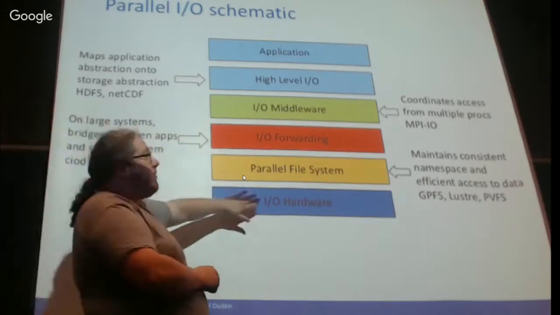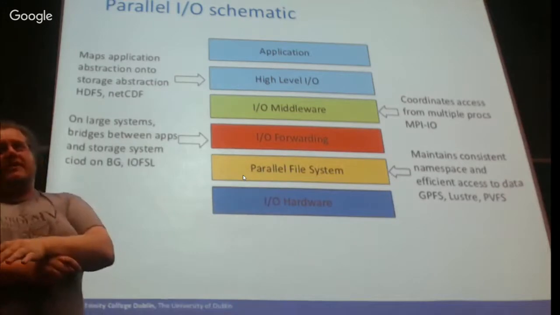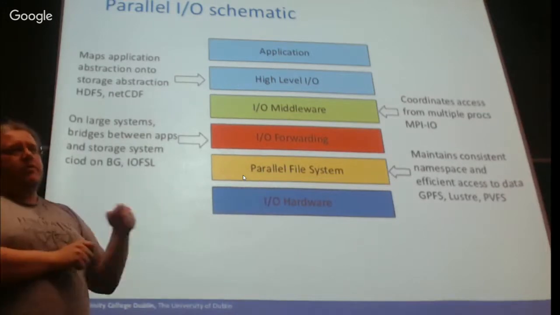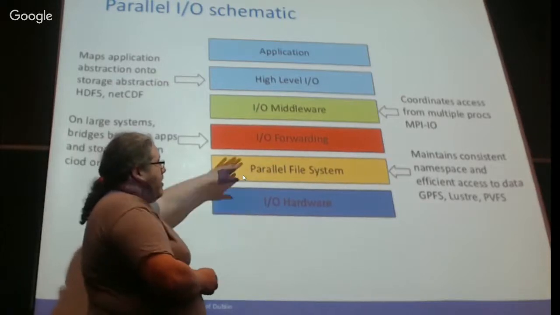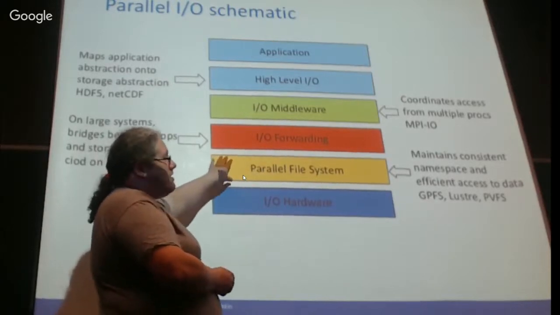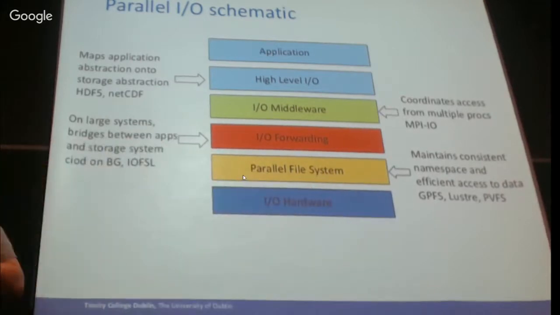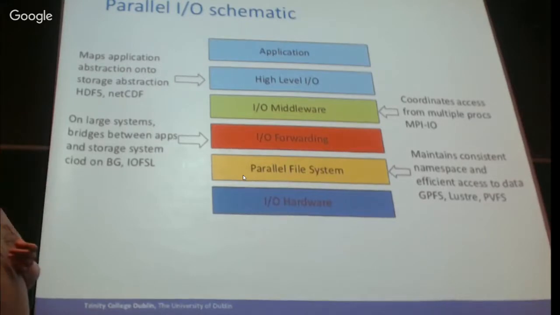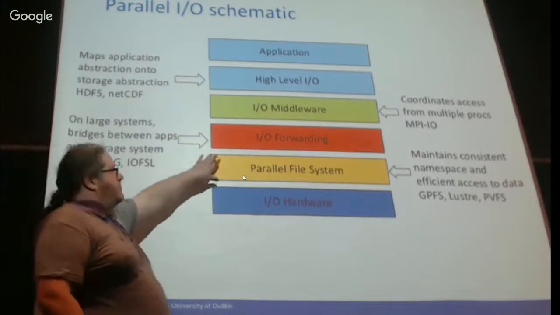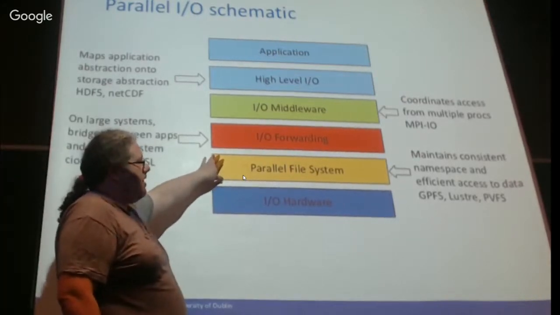So at the very bottom you have the I/O hardware, and that's only concerned with where the ones and zeros are on the disk, how to load them up, and how to put them onto a network or something like that. So that's the very basic level. Then on top of that, you have a parallel file system. The point of the parallel file system is to maintain a consistent namespace and efficient access to this data in a reasonable manner. And this is where we're going to spend a fair bit of time this morning, talking about parallel file systems.